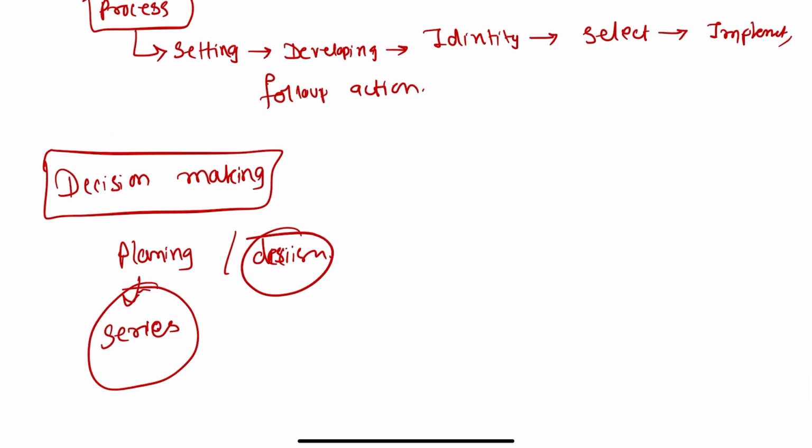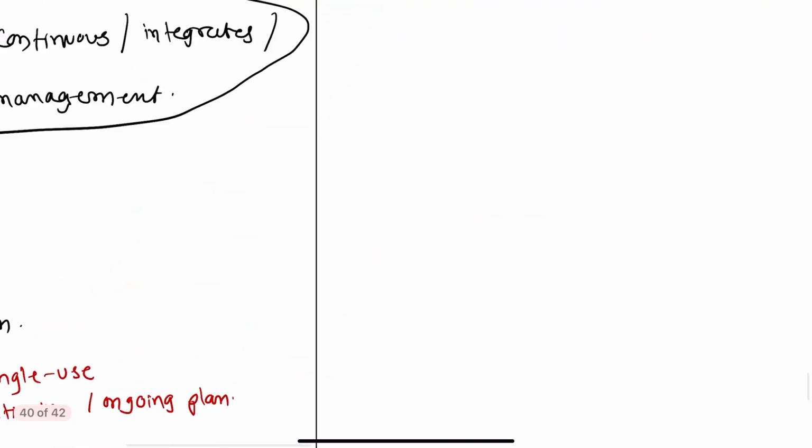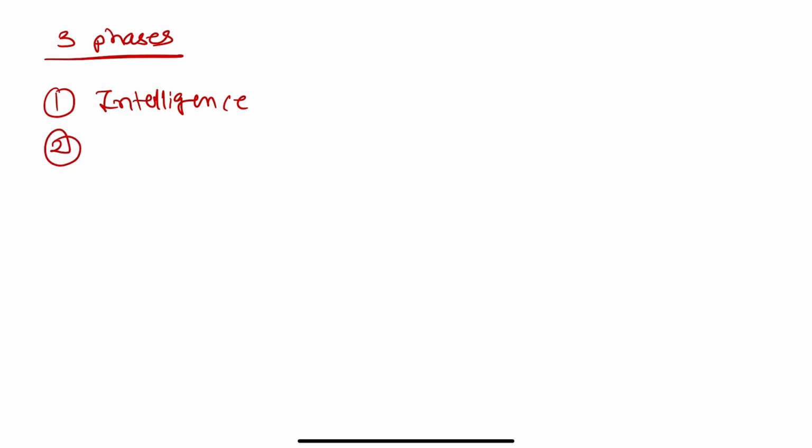Now we have three phases in decision making. Those are, first, the intelligence phase. This is the first step in decision making. In this stage, the decision maker identifies the problem or opportunity.